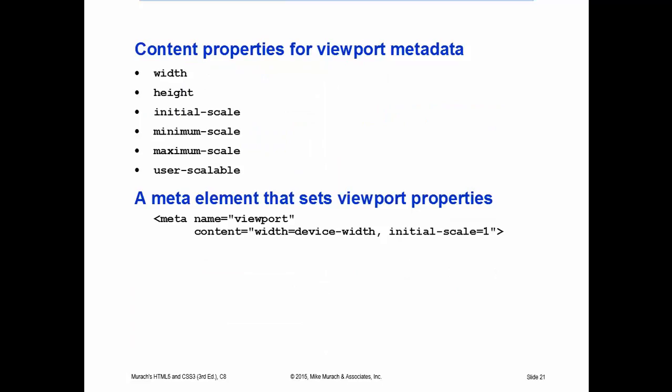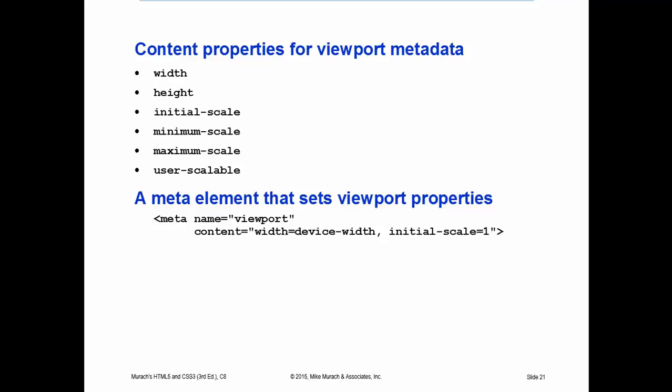Now, the content properties are shown here on page 297, and they include width, which is the logical viewport width in pixels, height, which is the logical viewport height in pixels, initial scale, which is a number that indicates the initial zoom factor that's used for the page, minimum scale, which is the minimum zoom factor for the page, maximum scale, which is the maximum zoom factor for the page, and user scalable, which indicates whether or not the user can zoom in or out. So possible values, of course, are yes and no.